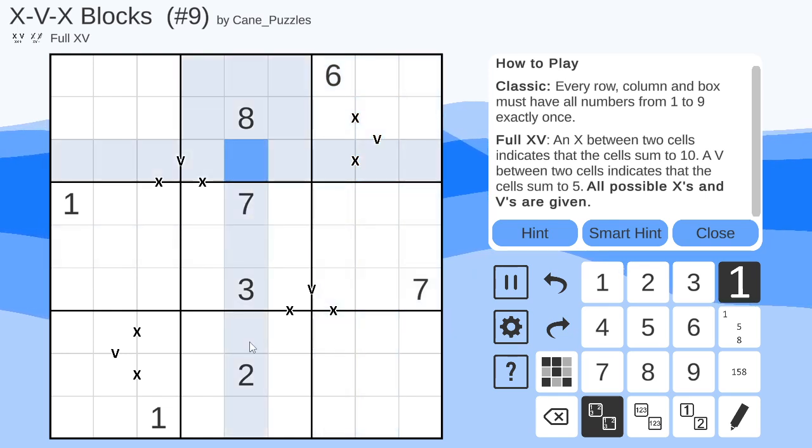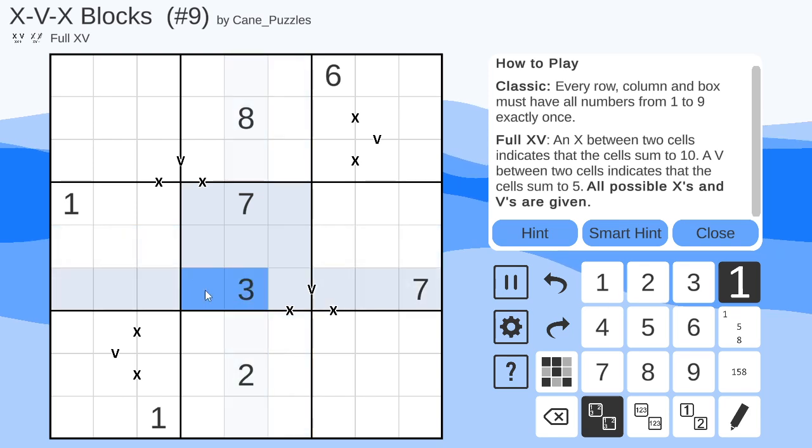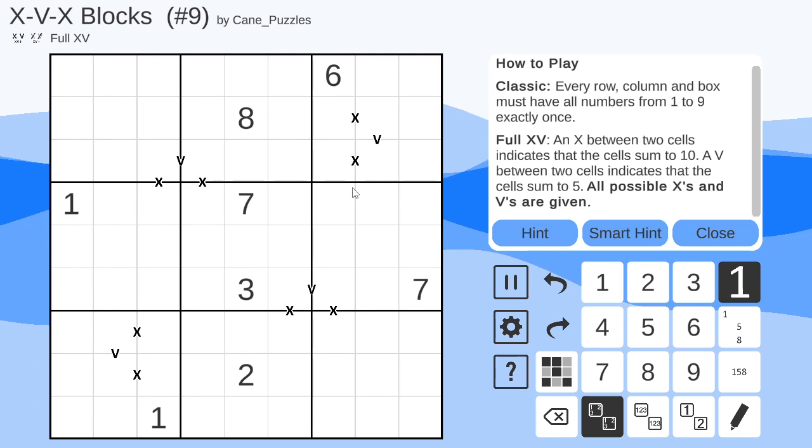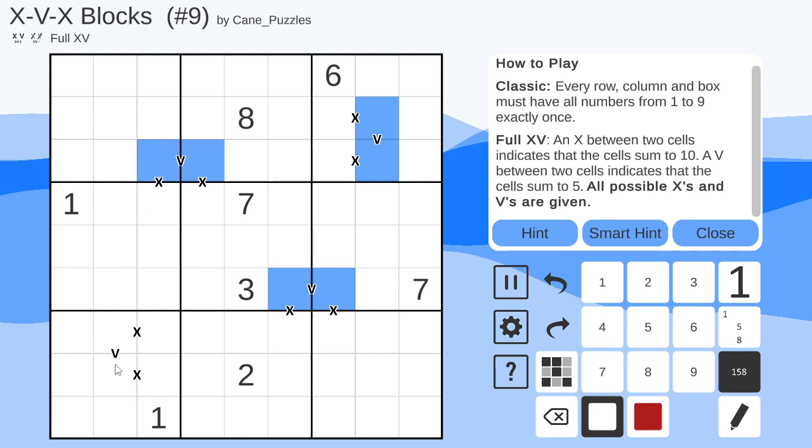So that means this cannot be a 3. Even though, yes, there's a 3 there, there cannot be a 10 sum here. At the same time, this can't be a 5 sum. So I'm going to have to be careful of that. Alright, let's begin. Now the very first thing I'm going to do is highlight every V.